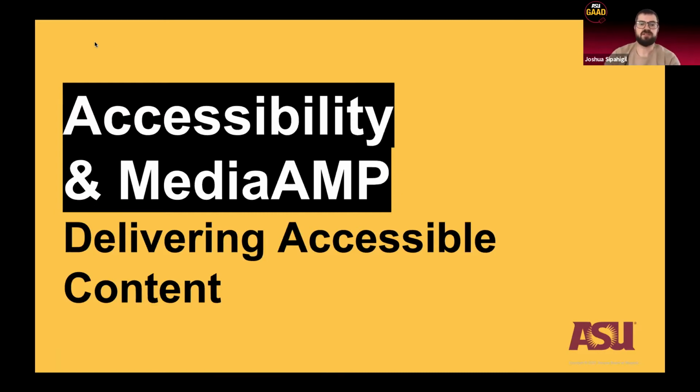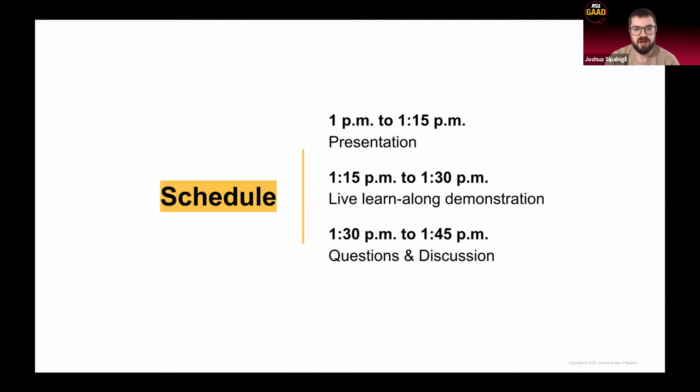So today's presentation is going to be about accessibility in MediaAMP and how to deliver accessible content. I've broken the presentation into three 15-minute chunks. In the first 15 minutes, we're going to do this presentation, and then we're going to have a follow-along demonstration where we actually go through and upload an asset into MediaAMP and walk through the process that you're going to learn in the presentation, and then we'll have a few minutes for questions and discussion. I would imagine that last section might compress a bit depending on time for the middle part here.